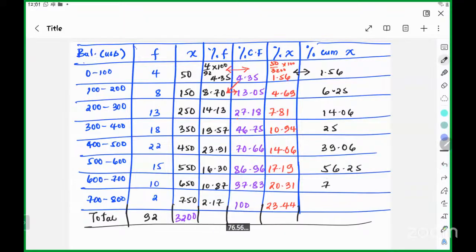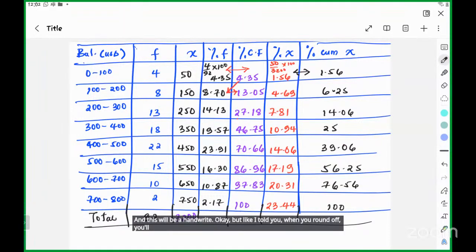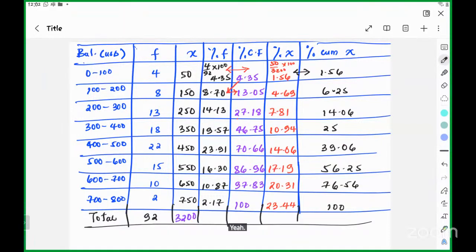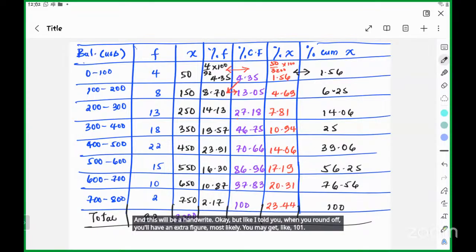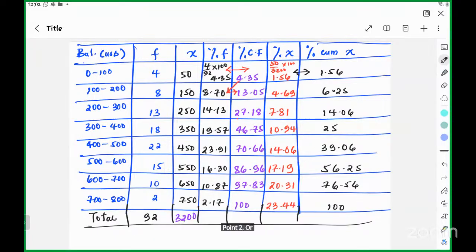76.56. 0.56. Yes. Yeah, 100. And this will be 100. Okay. But like I told you, when you round off, you'll have an extra figure. Most likely, you may get like 101.2 or 100.26. The effects of rounding off. So keeping two decimal places keeps you in check. Okay? Good.